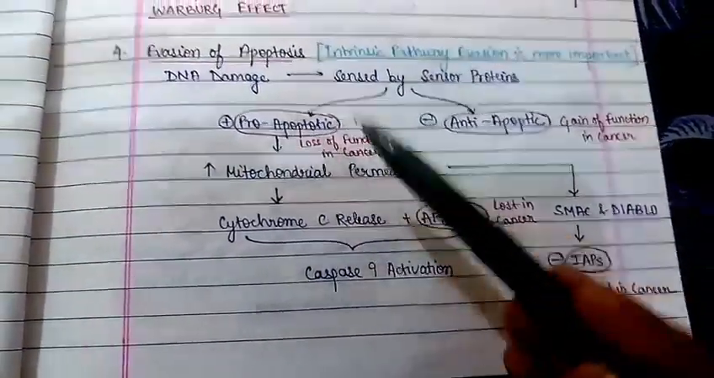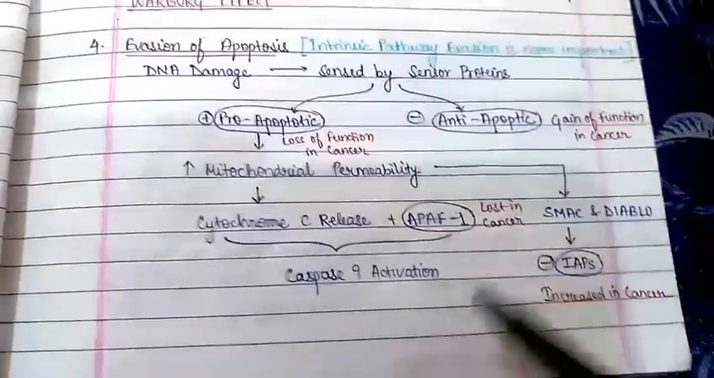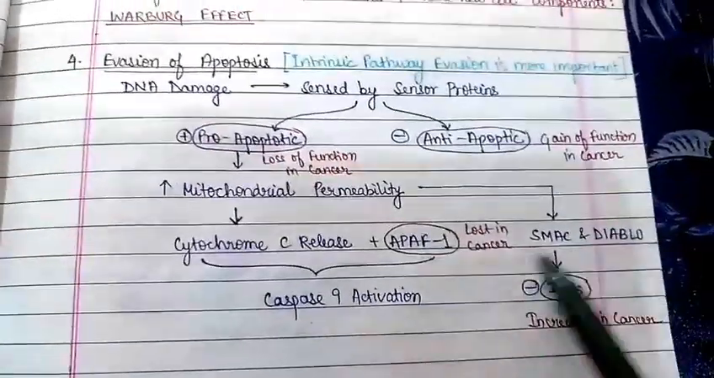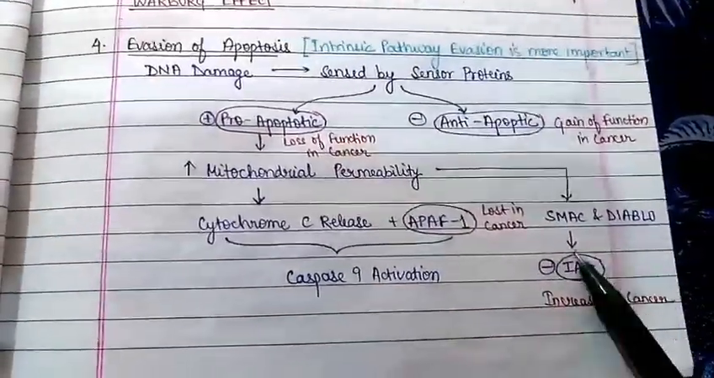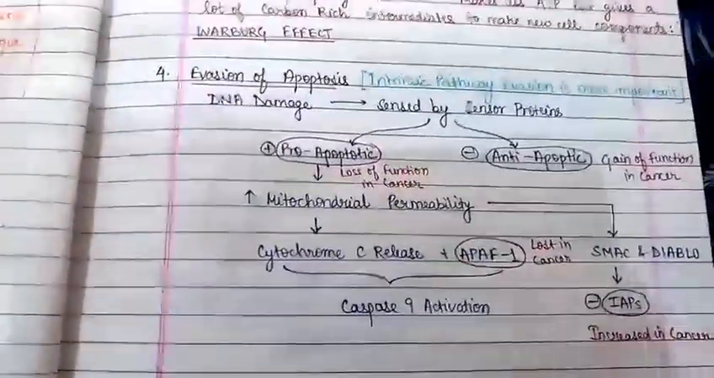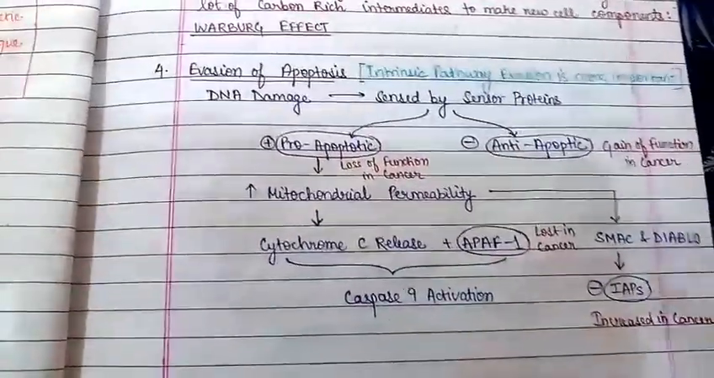So loss of function of pro-apoptotic genes is seen in cancer. If there is loss of APAF1, it can also cause cancer. So loss of this is seen in cancer. Increased mitochondrial permeability also leads to release of certain proteins, SMAC and DIABLO, which are inhibitory to those proteins which inhibit apoptosis. So if there is increased level of these proteins, that can also cause cancer.